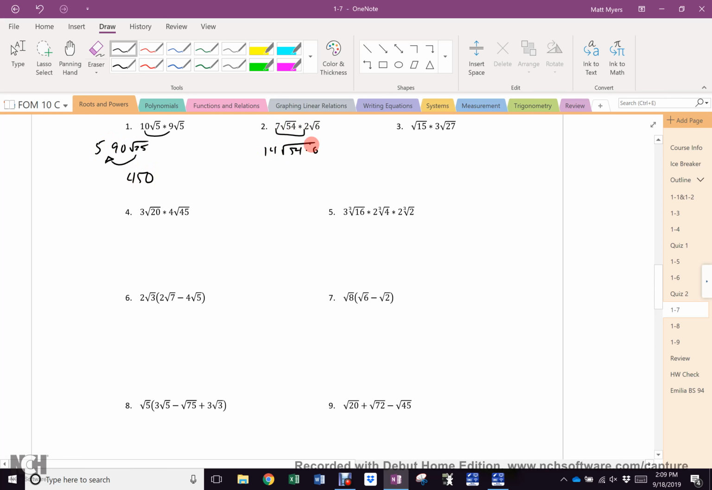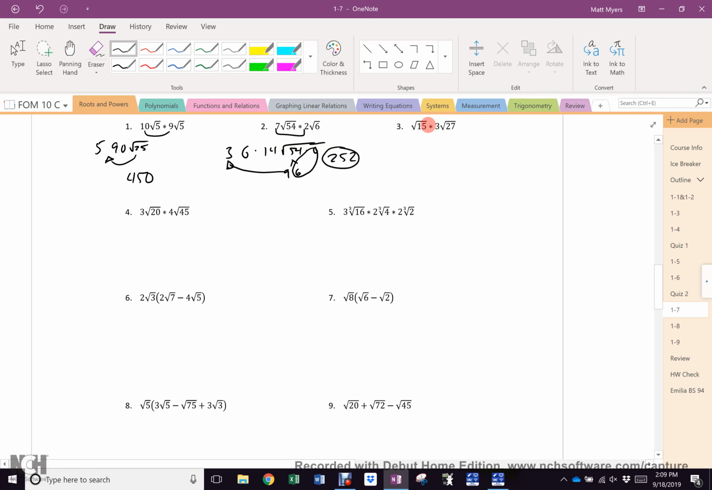54 times 6. I don't want to do 54 times 6. I'm going to break it down. That is 9 times 6 and a 6. Well, there's a pair, so out comes a 6. 9 has a square root, so out comes a 3. 3 times 6 times 14 is 252.